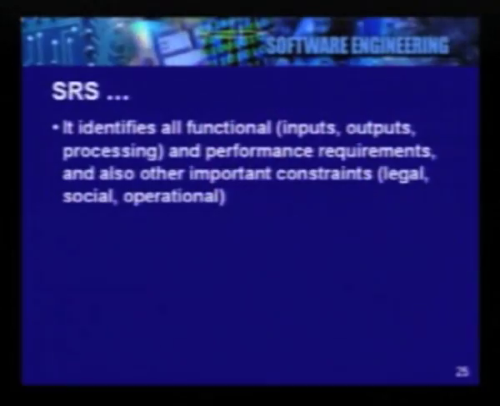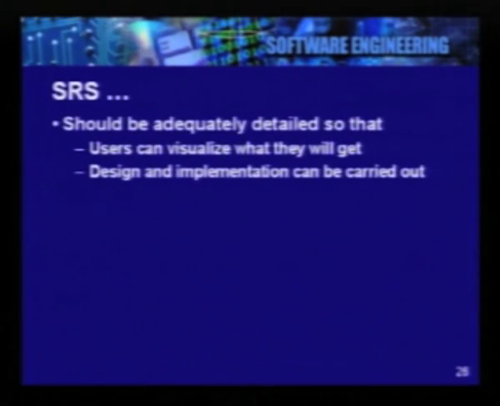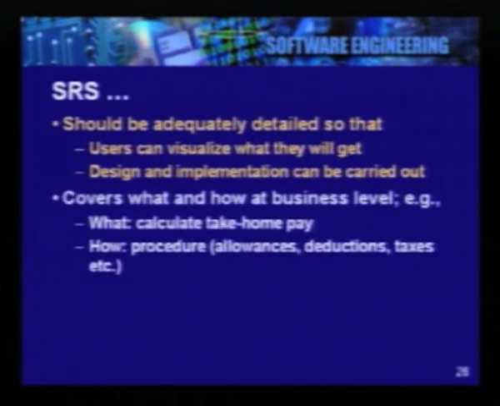We also identify performance requirements because the system should be efficient and cost effective. Besides the functional and performance requirements, we identify any other constraints that are important. These are all catalogued and explicitly noted down. It should be adequately detailed, as we said earlier. Users should be able to visualize what they are going to get at the end, and also the designers and implementers can proceed with the development.